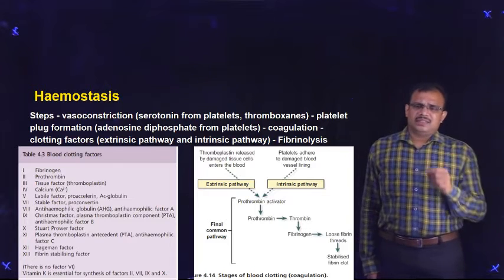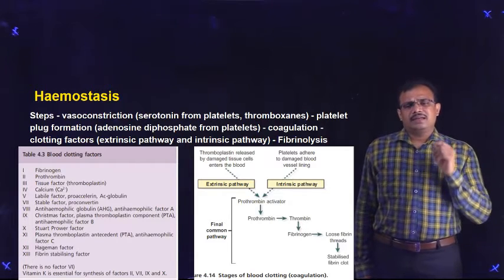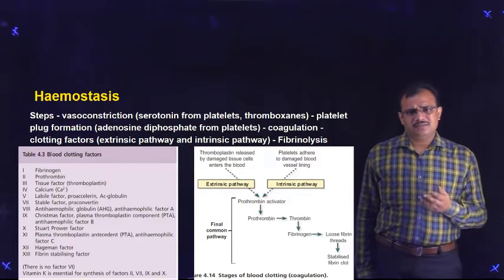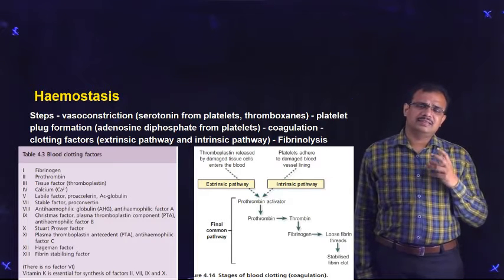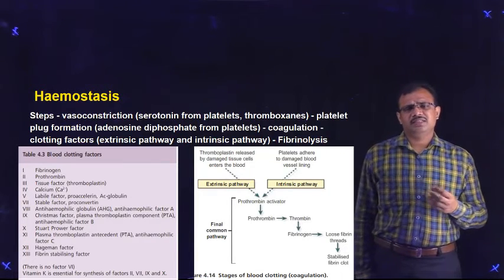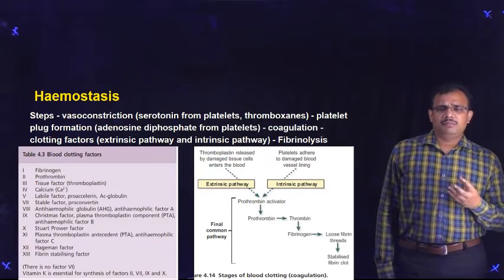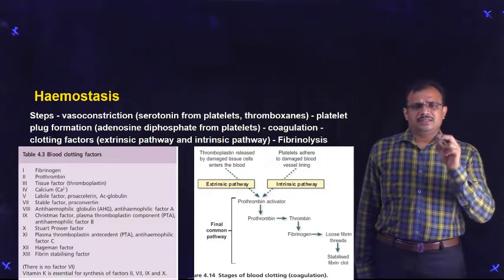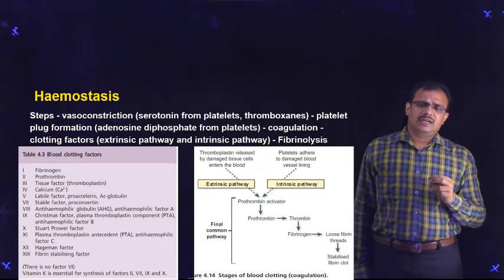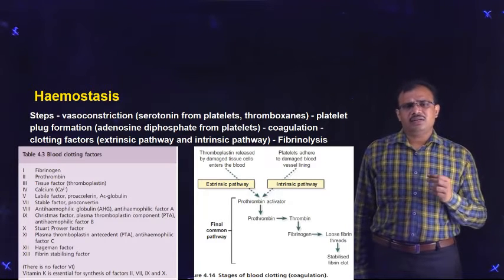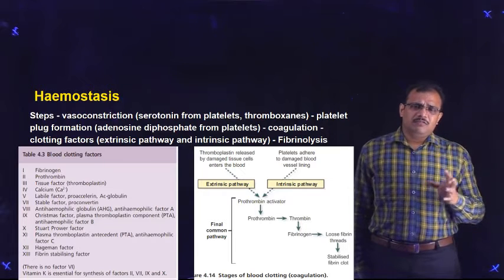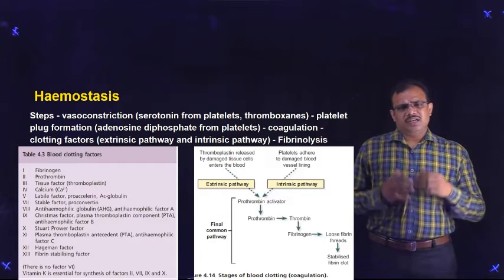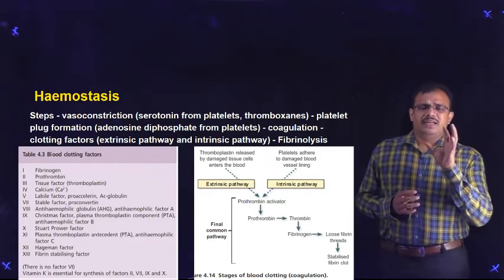After this, there occurs platelet plug formation, and as we have seen, the platelets release serotonin. This will enhance the adhesiveness or stickiness of the platelets, and all the platelets go and bind to that particular damaged blood vessel. Those platelets will again release a substance called adenosine diphosphate or ADP, and this ADP will further lead to binding of the circulating platelets in that particular region, and this leads to formation of a platelet plug.